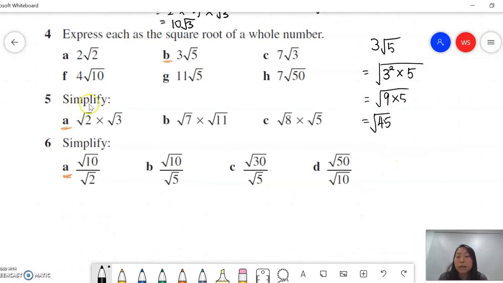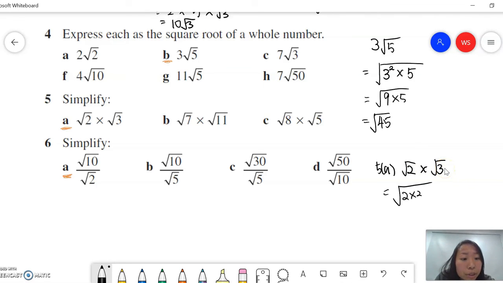Okay, question 5, it says simplify. So question 5 is pretty simple. Let's just give it a go with just one question here. So we have 5a, square root of 2 times square root of 3. If you recall your knowledge earlier on your basic square root rules just above, you can combine your numbers within that one square root itself. So on the next line, square root, and then 2 times 3 on the inside. Simplifying that, that will be square root of 6. So square root of 6 is your answer for 5a.